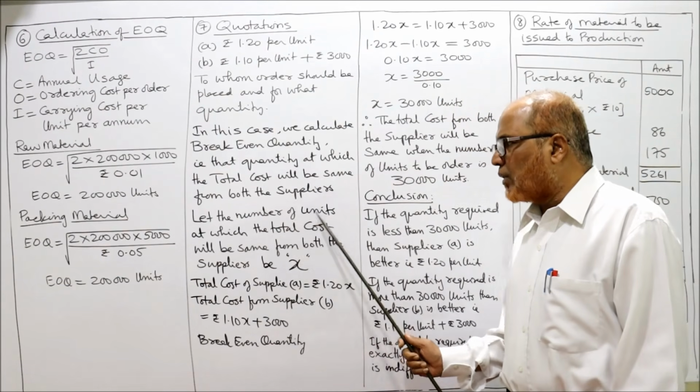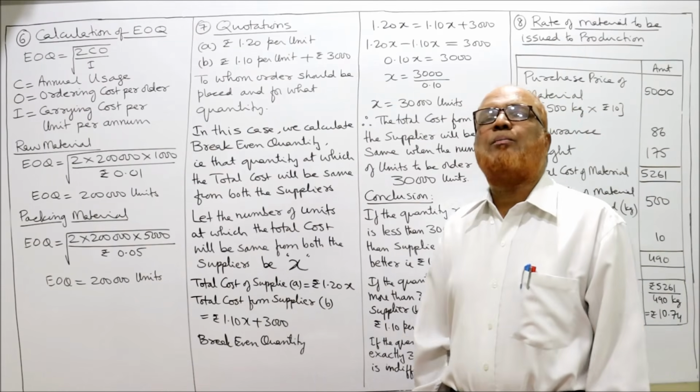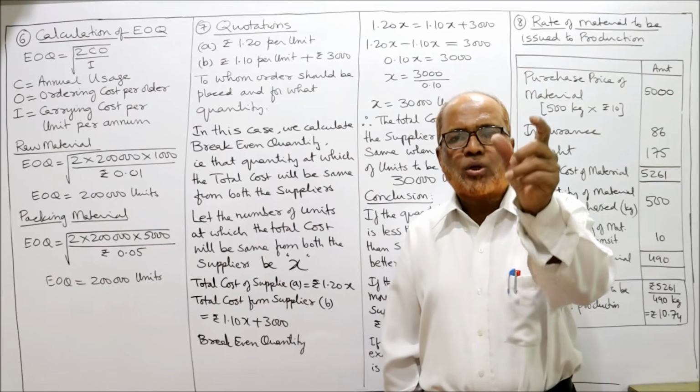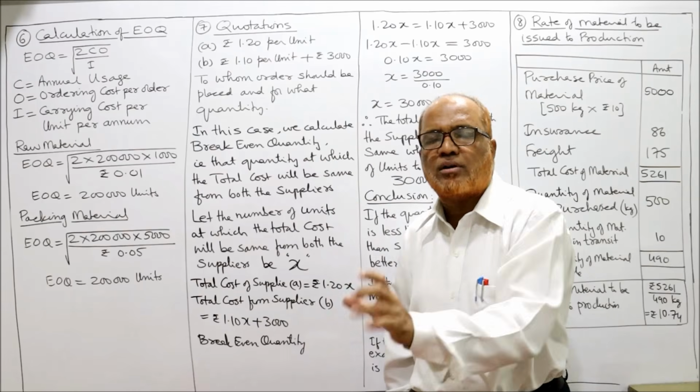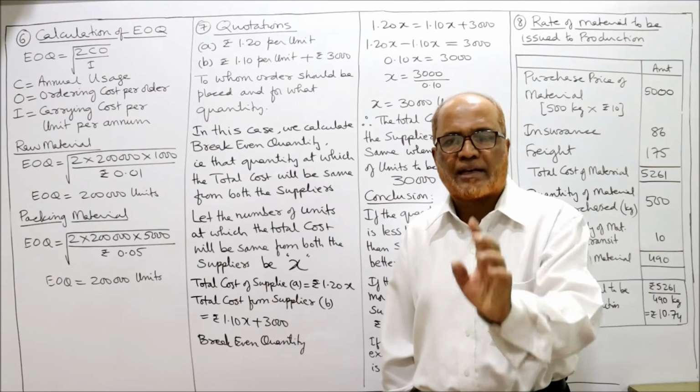Let the number of units at which the total cost will be the same from both suppliers be X. We suppose X is the number of units at which the total cost from supplier A is equal to the total cost from supplier B. X is the number of units. We have to find out X.